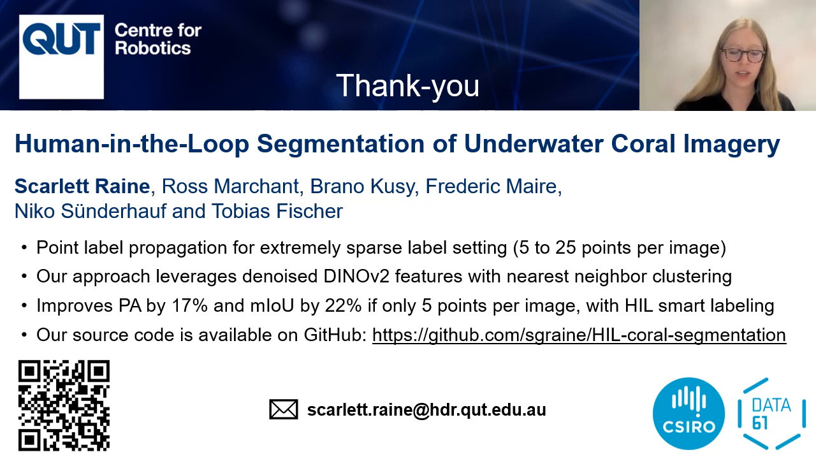We have focused on the extremely sparse label setting, when there are only 5 to 25 point labels per image, and have outperformed the state-of-the-art by 22%, 19% and 8% mean intersection over union in the 5, 10 and 25 point label cases respectively. We also compared different labeling styles and point label quantities and made several recommendations.